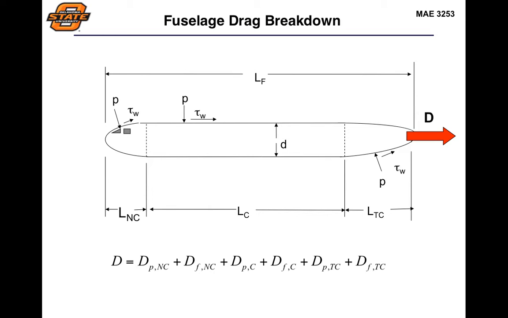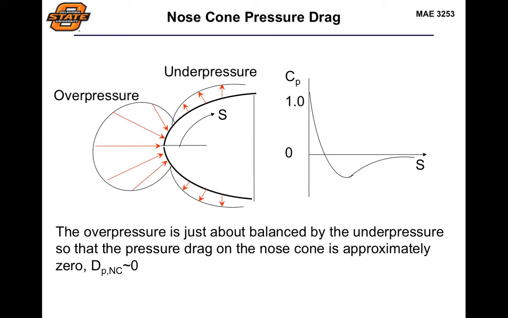Now we can break it up: the total drag is going to be pressure drag and friction drag for the nose cone, pressure drag and friction drag for the center section, and pressure drag and friction drag for the tail cone. We have to estimate the values for each one of those. So let's look at the nose cone first.